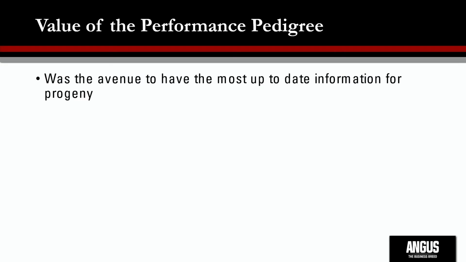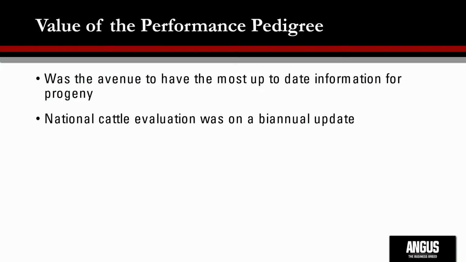Before we get too deep into understanding what all the data is that's in that performance pedigree, I want to take a step back and really look at what's the history of the performance pedigree and what's the value of this. Well, to give a little bit of perspective, when performance pedigrees were developed, they were really the method to have the most up-to-date information for progeny. So let's say, for example, you're looking at a sire to breed to your cows, and you're wanting the most up-to-date information that you could get at the time, and that was through a performance pedigree. So you would order one, see how his progeny are performing. And you may be asking yourself, well, why wouldn't you just go to EPD Pedigree Lookup? Well, at the time, the National Cattle Evaluation was done on a biannual basis, right?